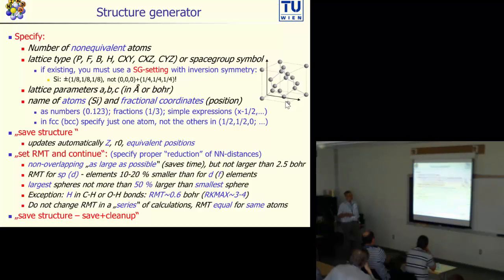And this is also important, hydrogen converges very, very quickly in terms of plane waves. So an RKMAX of 3 is usually by far sufficient to converge the hydrogen wave functions. Also, they have these small spheres. Another important thing is you should not change the sphere sizes in a series of calculations, because this might lead to small numerical differences, and total energies will not be directly comparable if you use different spheres. Okay.